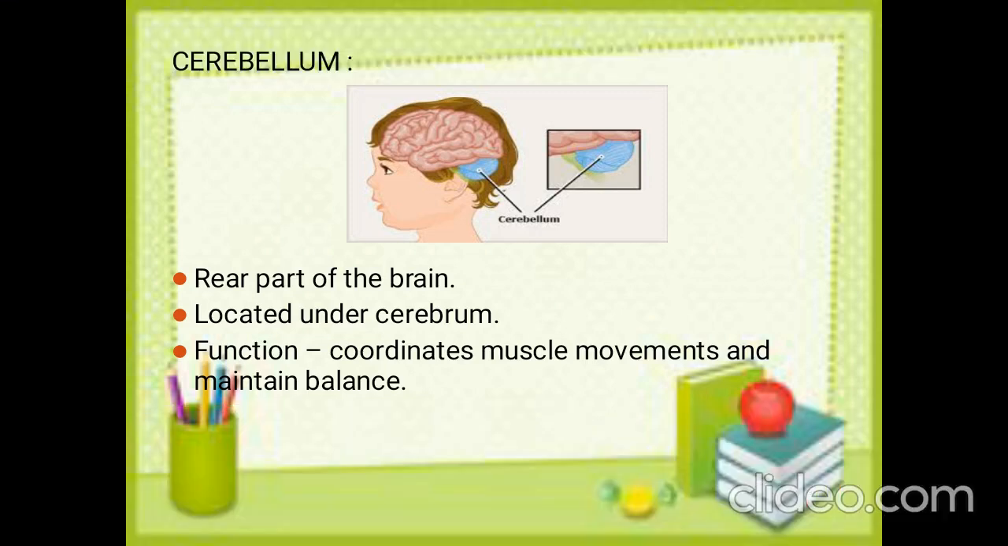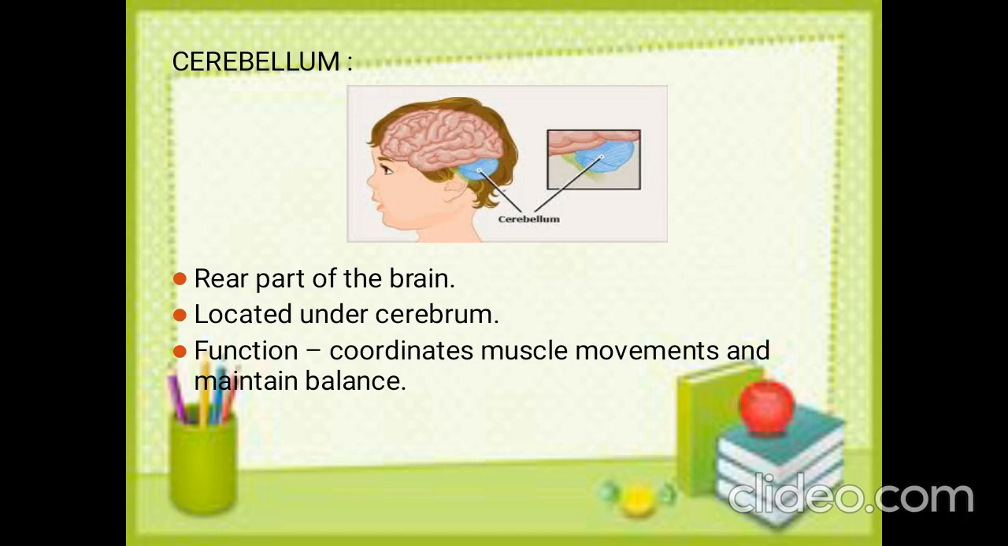Could you clear? It is located under the cerebrum, and the main function is to coordinate muscle movements and maintain balance. Okay, to maintain the body balance and in order to coordinate the muscle movements, cerebellum is useful. It controls these functions. Okay, it is responsible for these functions of the body and is located under the cerebrum.